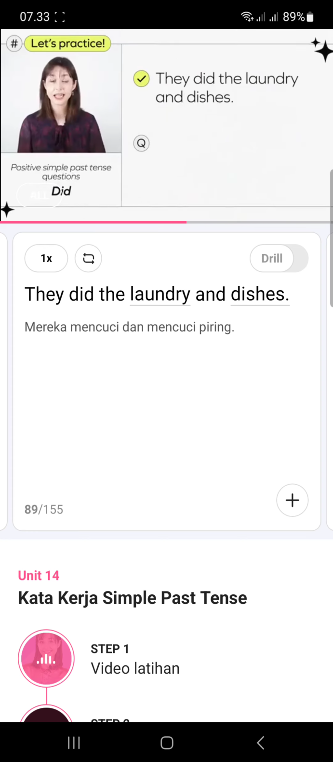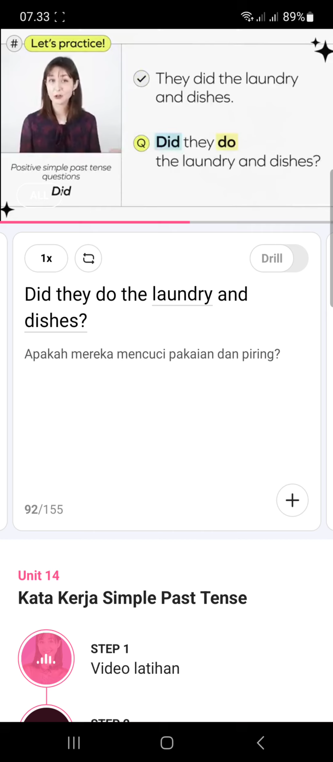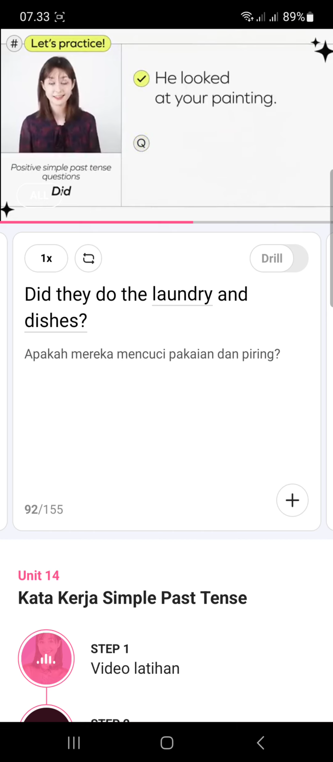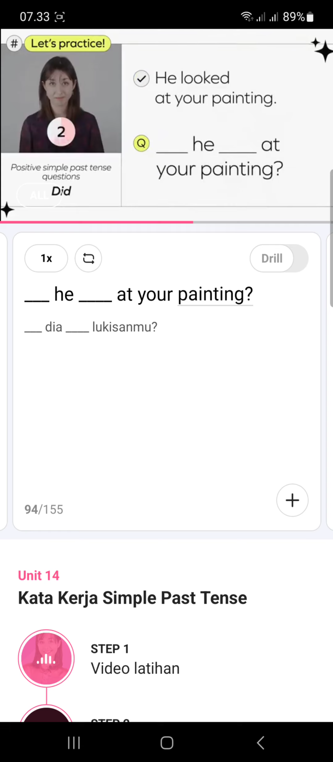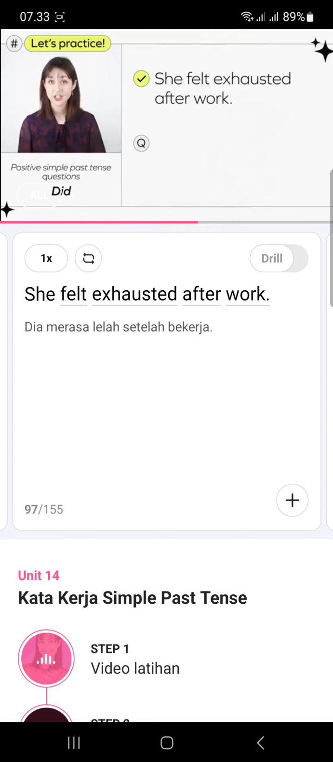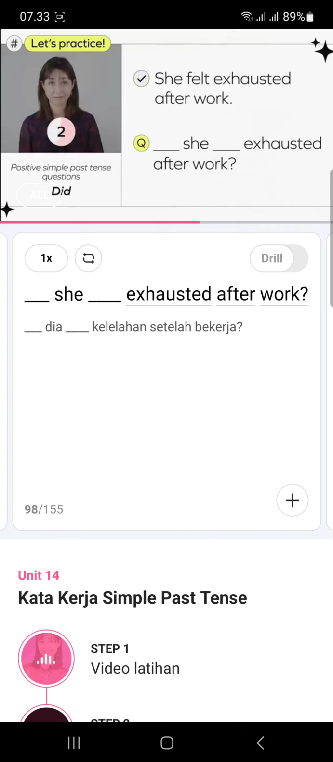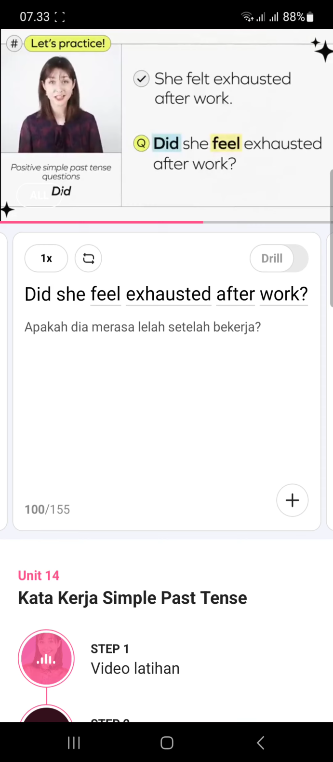They did the laundry and dishes. Right. Did they do the laundry and dishes? He looked at your painting. Nice. Did he look at your painting? She felt exhausted after work. Perfect. Did she feel exhausted after work?